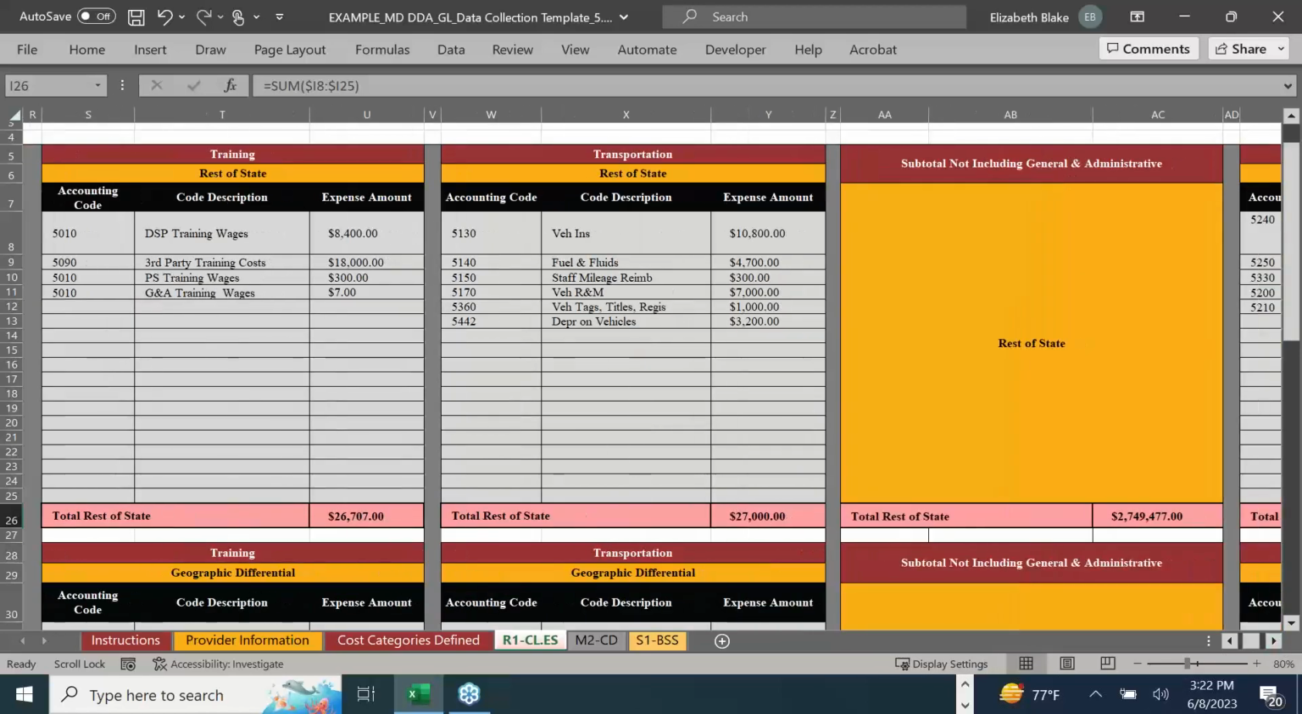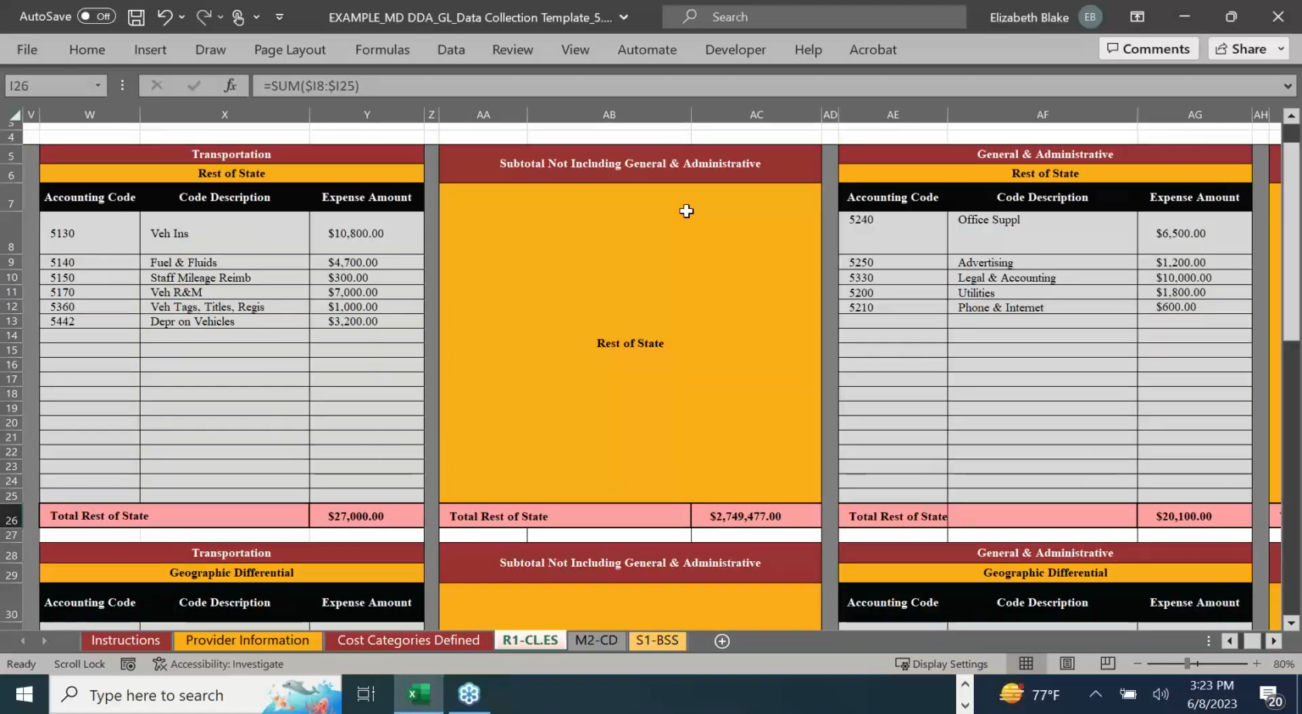So then we have the transportation component, which is going to include costs incurred by transportation staff, transportation time, and other transportation related costs. So what we have here is our vehicle insurance, fuel and fluid expenses, staff mileage reimbursement, repair and maintenance for the vehicle, and then the cost of tags and titles and registrations. And then we've also included the depreciation on the vehicles. And again, everything just gets totaled here. So you're not going to have to total anything, it'll auto-populate.